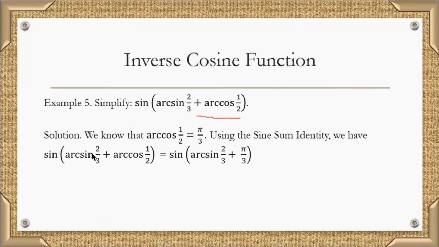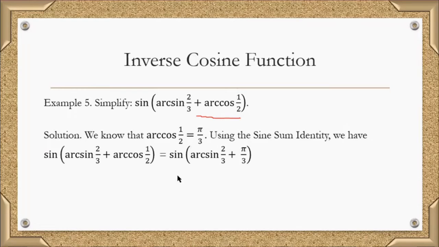So, pag ginamit natin, kasi di ba meron siyang arc sine plus arc cosine, so pwede natin gamitin yung sine sum identity. Since meron tayong value ng arc cosine, instead ng arc cosine, substitute natin yung pi over 3. So, mangyayari lang ay sine of arc sine 2/3 plus pi over 3.